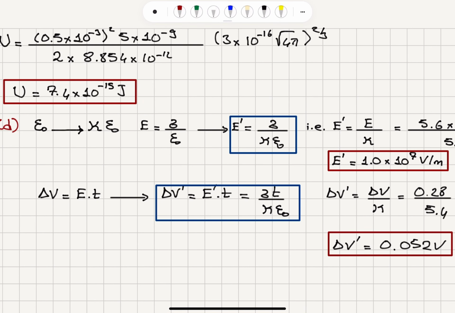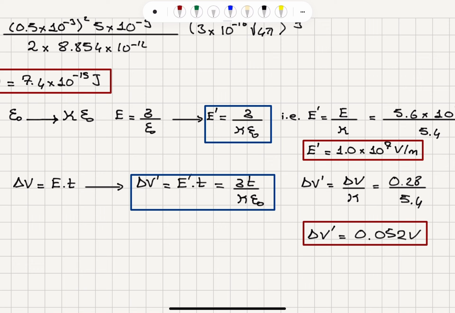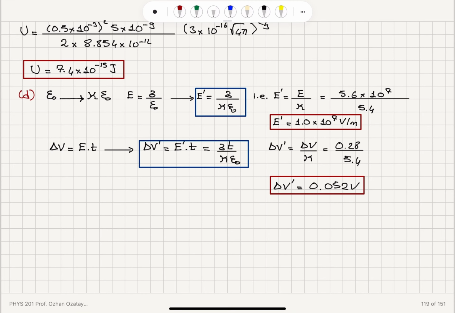If I have the space in between the two surfaces filled with a dielectric, not air, epsilon 0 becomes kappa times epsilon 0. I see that the electric field is reduced to the original electric field divided by kappa, and because the potential difference is electric field multiplied by thickness, it's also reduced by a factor of kappa, the dielectric constant of the tissue.